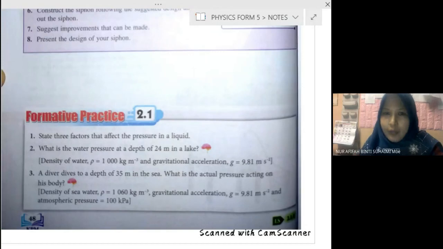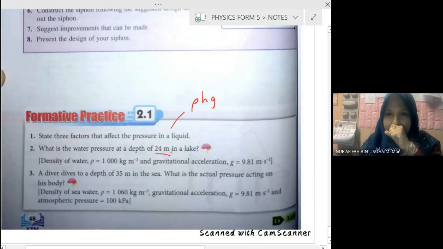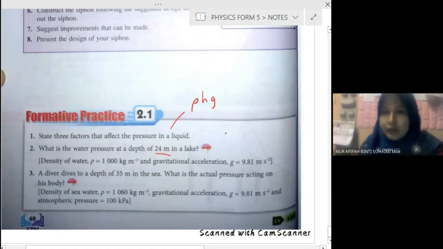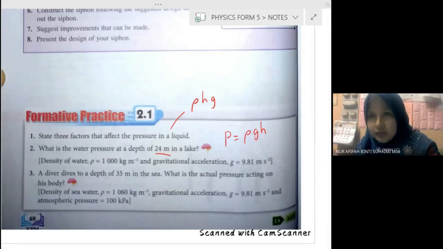Okay, the three factors that affect the pressure. We have density, we have H, we have gravity. Three factors. Okay, what is the water pressure at a depth of 24 meter in a lake? Yeah, 24 meter in a lake. So just substitute into the equation rho g h. Density is given, gravity is given, h is given. Just calculate in Pascal.